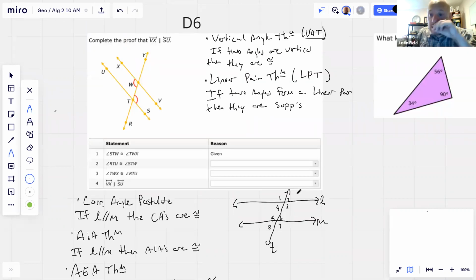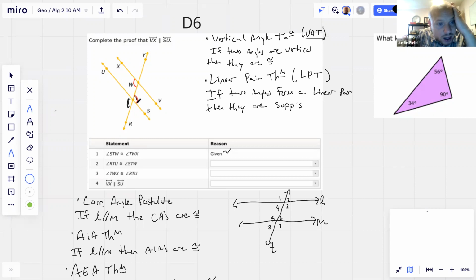All right, so we're going to work on proofs this week. So angle STW is congruent to angle TWX. And so they've marked that. And that's the first reason that is always given. So now let's see RTU. Where's RTU? That's right here. Is congruent to STW.